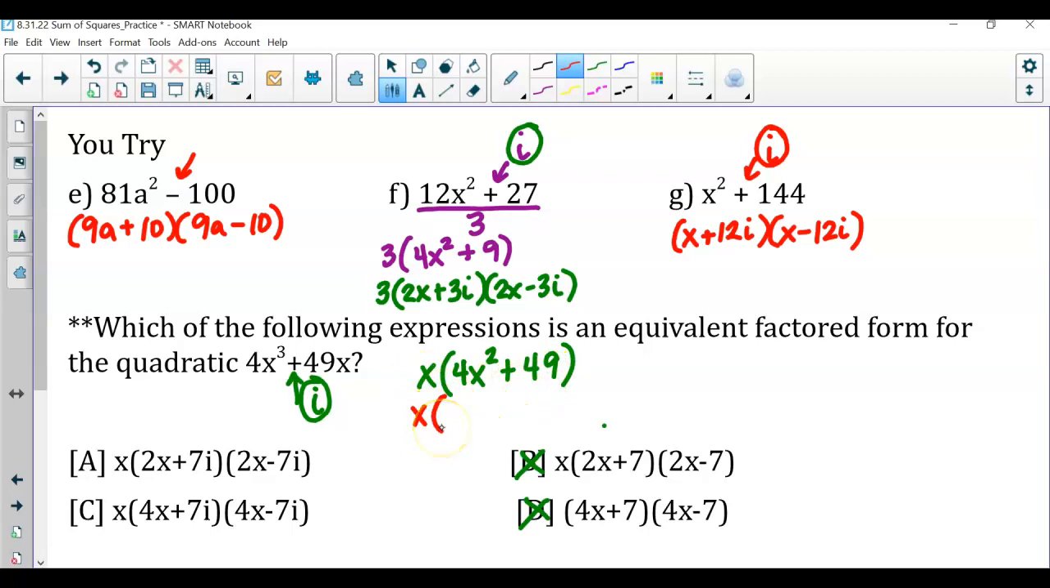The square root of 4 is 2, so 2x plus the square root of 49, which is 7, so 7i, times 2x minus 7i. So that's why here the answer was A. So for those who chose C, you forgot to take the square root of 4, which is 2.